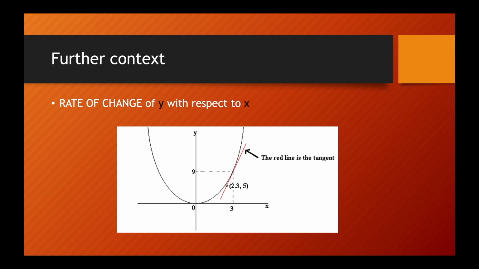We can visualize this on a graph where we have a curve, and the rate of change with respect to x is shown by the gradient of that curve at a specific point. We find the gradient at that specific point by drawing a tangent, the red line, and we find where it intersects with the curve and measure the gradient of that point using differentiation.